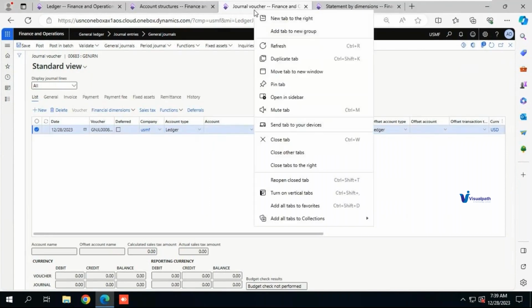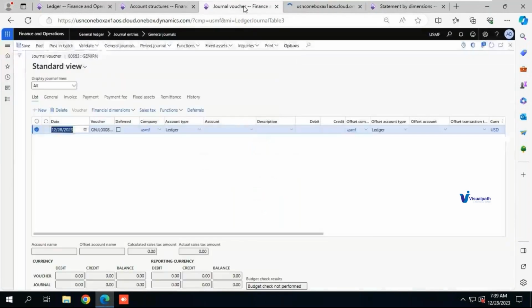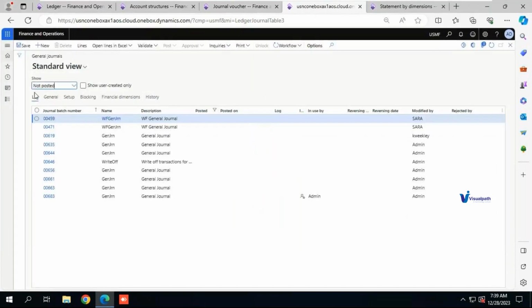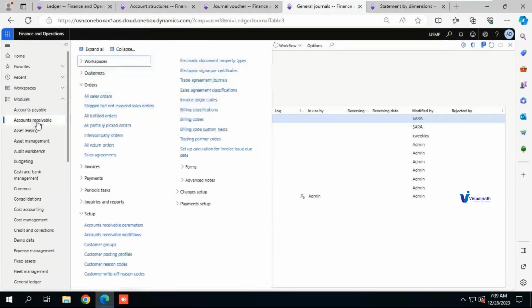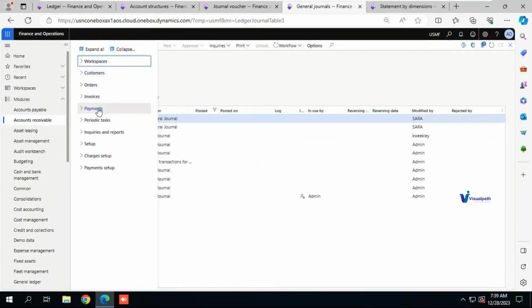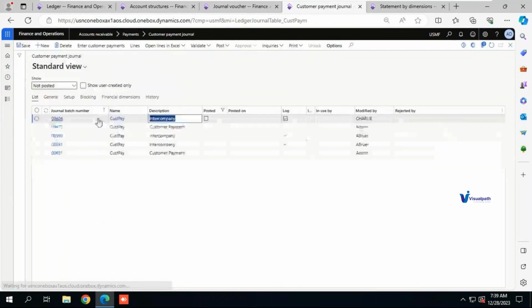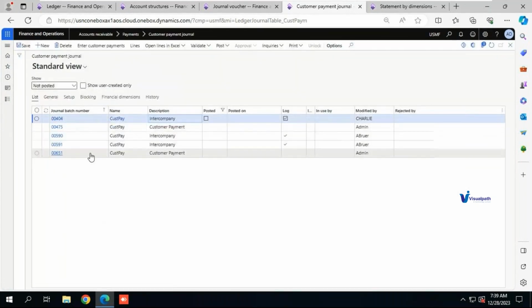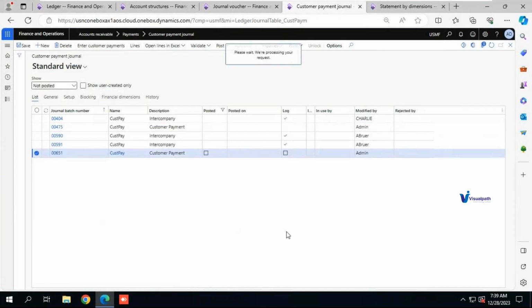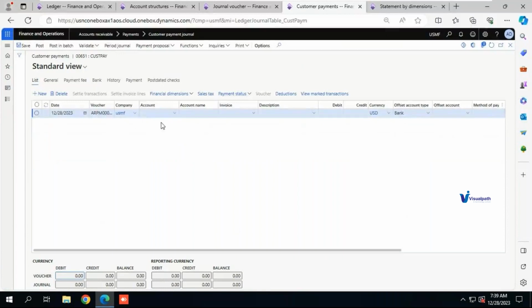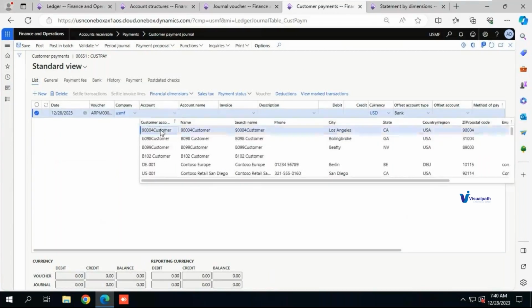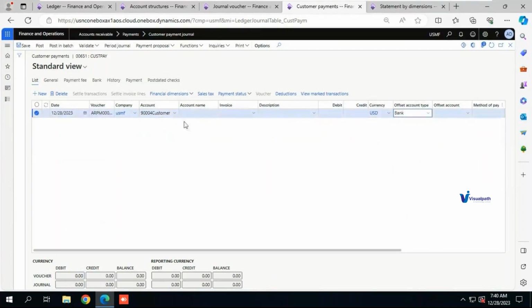Suppose you are doing a customer payment: accounts receivable, collapse all, payments, customer payment journal. If you go into the customer payment journal, it is customer to bank. So here you are selecting the customer account, and you are selecting the bank because this is a customer payment. If it is a vendor payment, you are selecting vendor and the offset account.